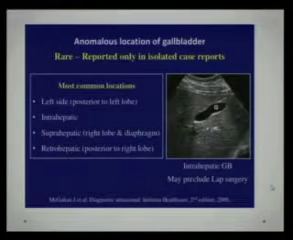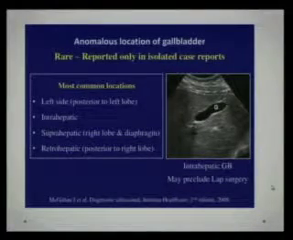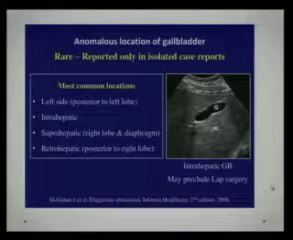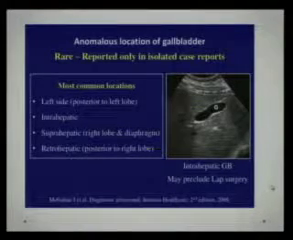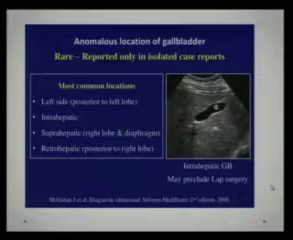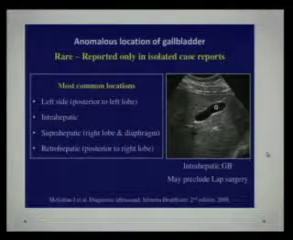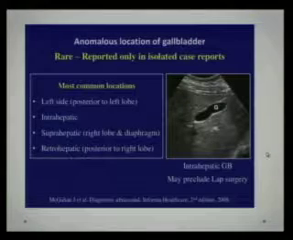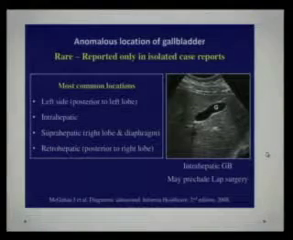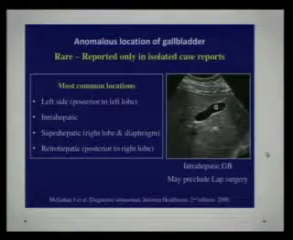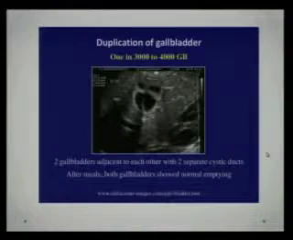A suprahepatic gallbladder is a gallbladder interposed between the right hemidiaphragm and the right hepatic lobe, and a retrohepatic gallbladder is seen posterior to the right hepatic lobe. Here we were just seeing that there is an intrahepatic gallbladder. It's important to identify these anomalies because these may preclude laparoscopic removal of the gallbladder in future life.